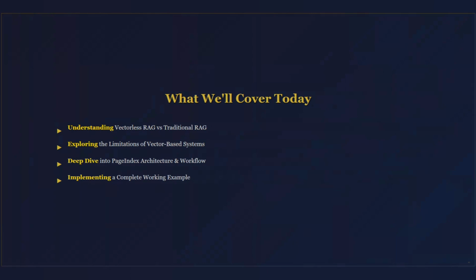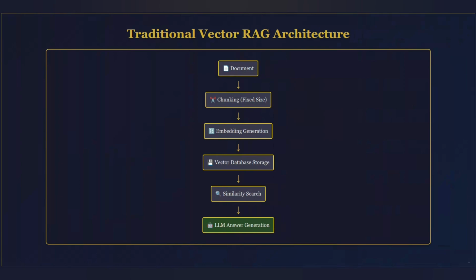Let's go. All right, let's start with the basics. Traditional RAG systems work in 3 steps. Step 1, break your document into chunks, usually fixed-size pieces of text. Step 2, convert these chunks into mathematical vectors using embedding models. Step 3, when a user asks a question, embed that question and find the most similar chunks using cosine similarity or other distance metrics. Sounds good in theory, right?